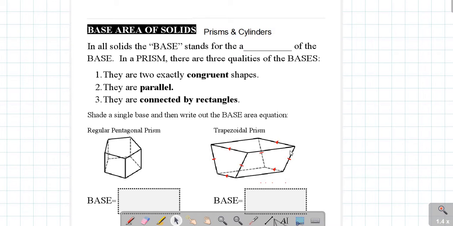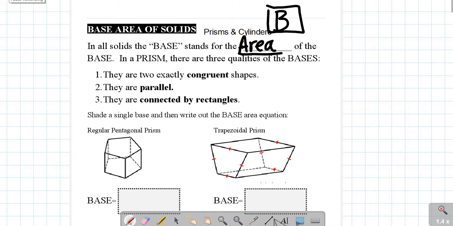When I use a capital letter, when I say the word base, it always means area of a base. So in all the next equations, a capital B means area of the base. Now, when you're dealing with prisms and cylinders, you want to watch out how to find the bases. It can be actually a little trickier than you realize.